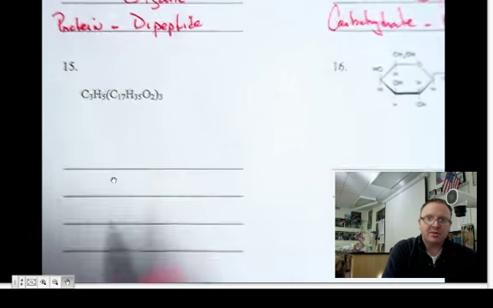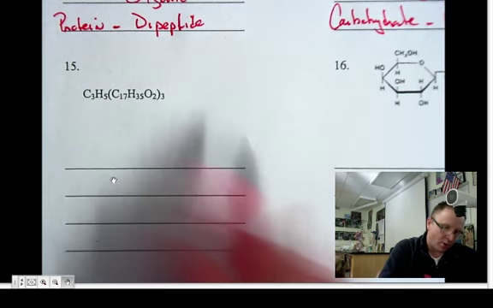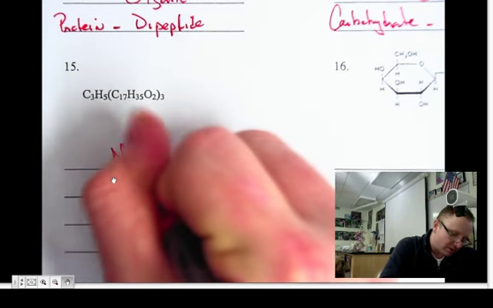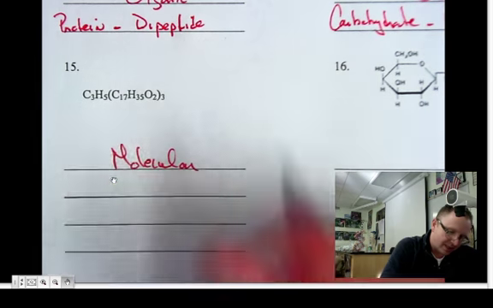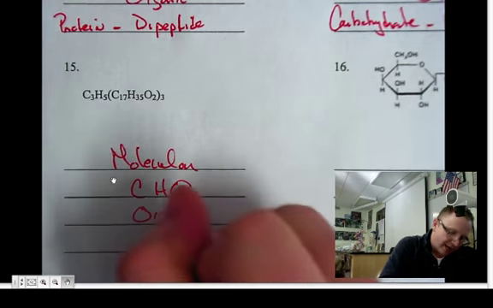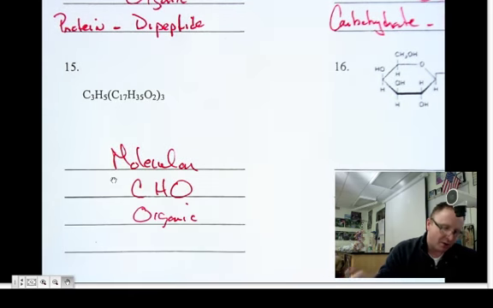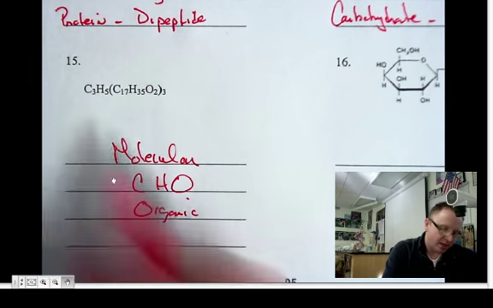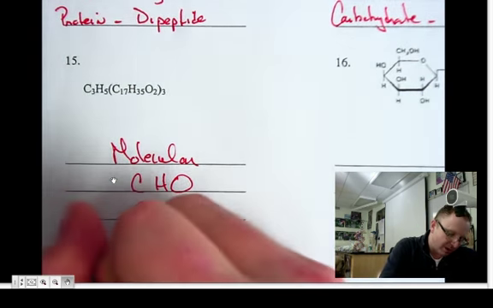Okay, this structure down here, this is kind of a confusing one. This is molecular. It's got carbon, hydrogen, and oxygen. It's definitely organic. Now, it's not in a 1 to 2 to 1 ratio. It's got lots of carbon and hydrogen, but very little oxygen. So this one is going to be a lipid.